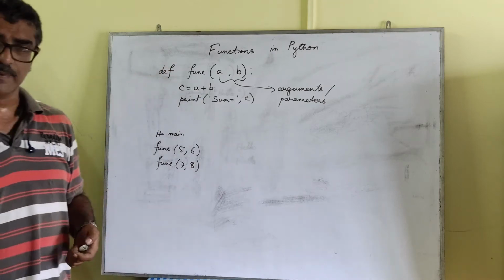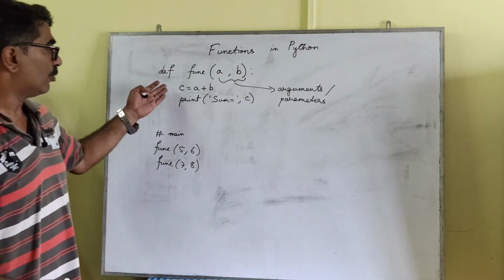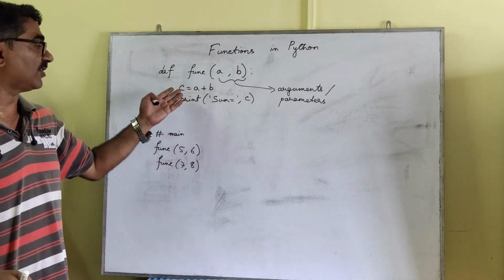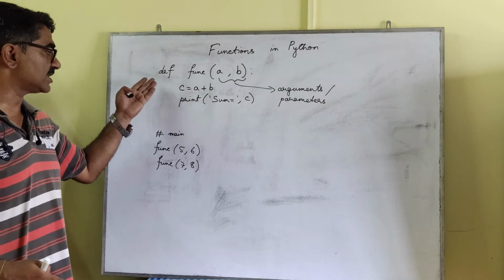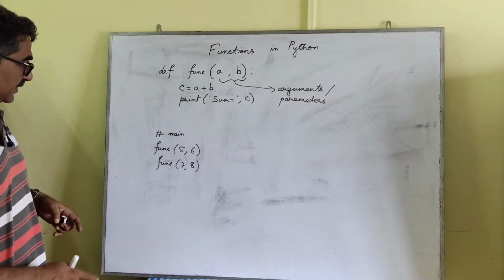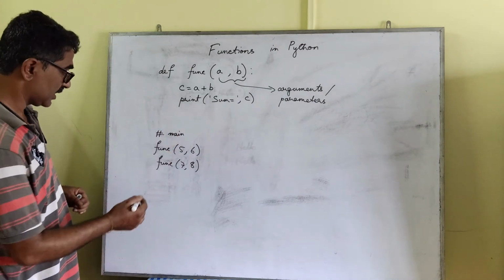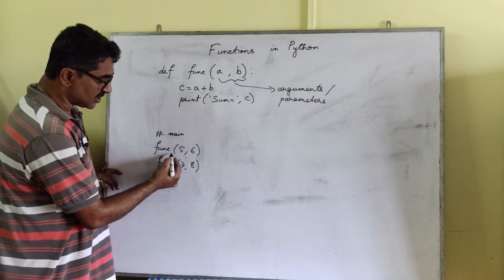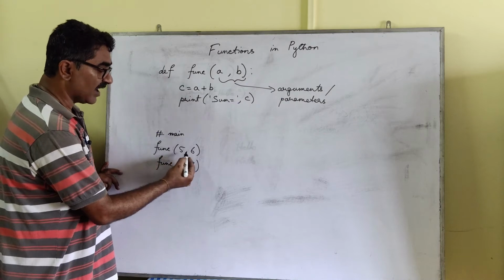So we have two parameters over here named a and b. What I am trying to do out here is find the sum of the two parameters and store it in c. Next, I am displaying the value of c. Now look at the main function. This is very important. I have over here the function called func(5, 6).